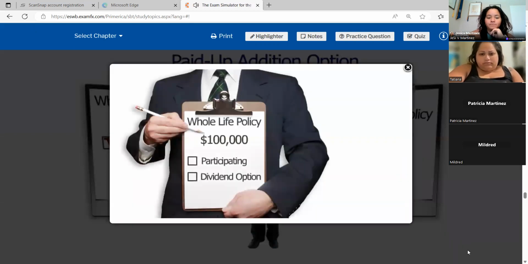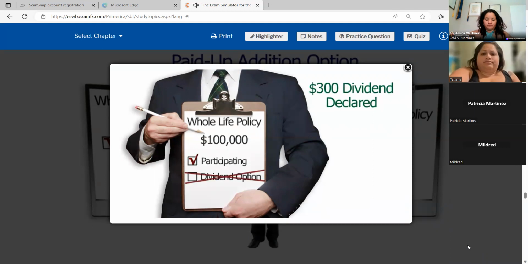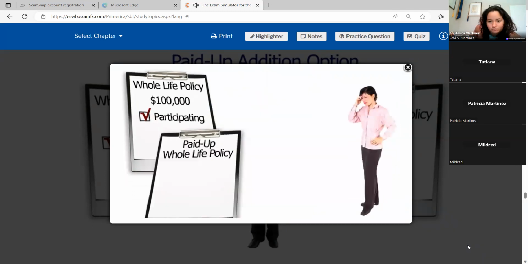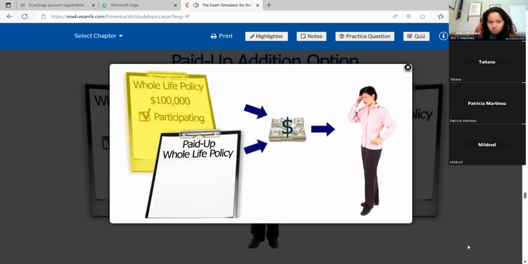Al owns a $100,000 whole life participating policy. A dividend is declared in the amount of $300. Al did not choose a dividend option, so the insurance company will automatically apply the paid up additions option. The company will use Al's $300 dividend and buy a paid up whole life policy. The face amount of that policy will depend on Al's attained age. When Al dies, his beneficiary will receive the face amount of his original policy plus the total of the face amount from his paid up additions.